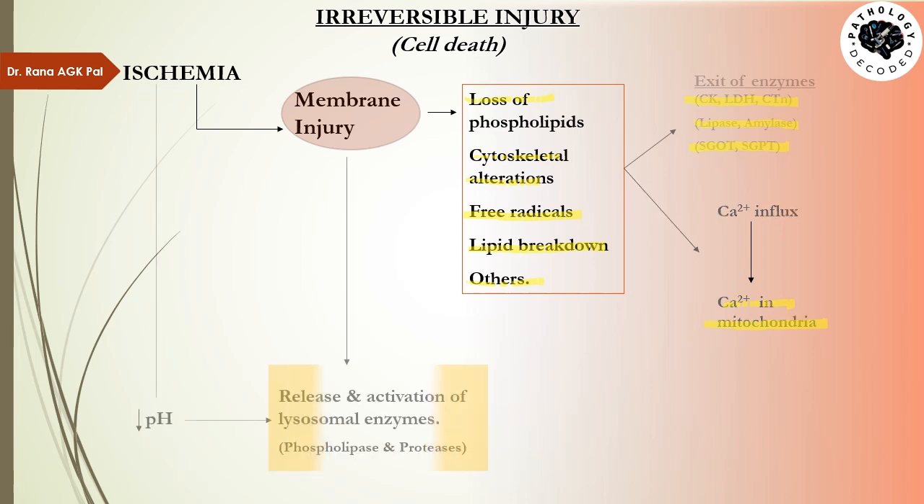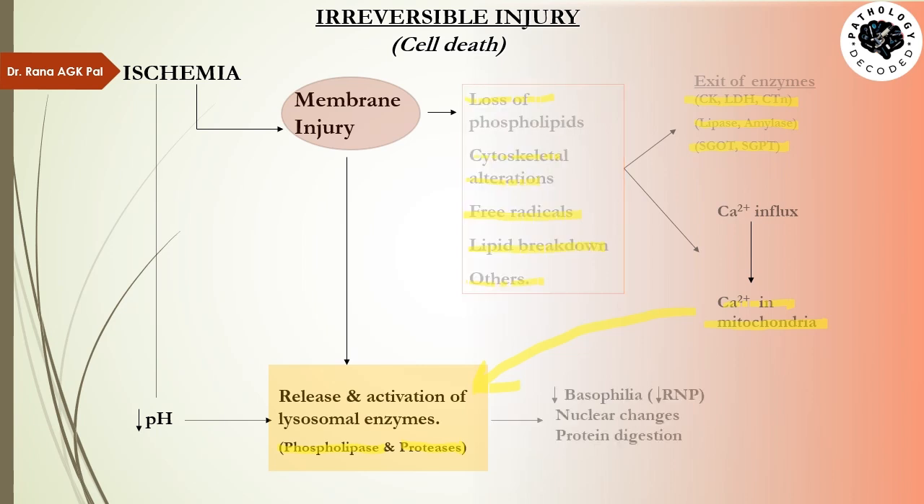The second thing is that this calcium, along with the decreased pH, when it comes inside the cell, will lead to activation of lysosomal enzymes like phospholipases and proteases. As the name suggests, proteases will digest the proteins and phospholipases will digest the phospholipids which are present in the membrane. So calcium will activate these enzymes, and calcium also acts as a base for the reactions which will lead to damage. Now this will lead to protein digestion in the cell, and this will lead to nuclear changes.